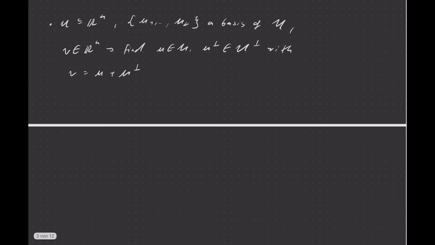How do we do this? Well, to make things a little easier, a little more concise, let's take this basis U1 to UK and write this into a matrix. We'll write this as columns of a matrix. So let's say A be the matrix that contains these U's as its columns.